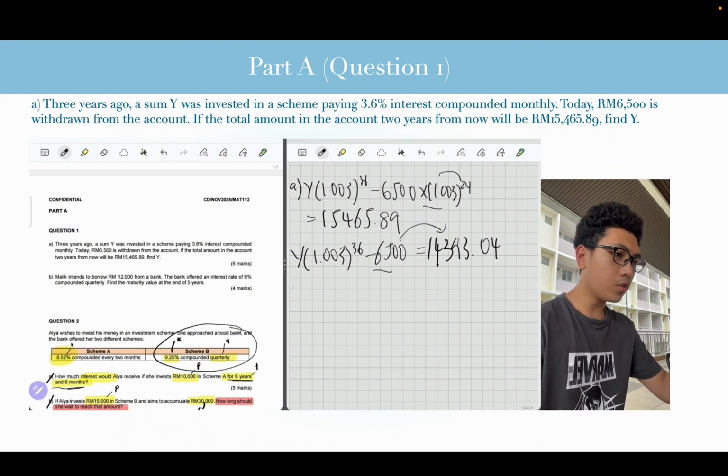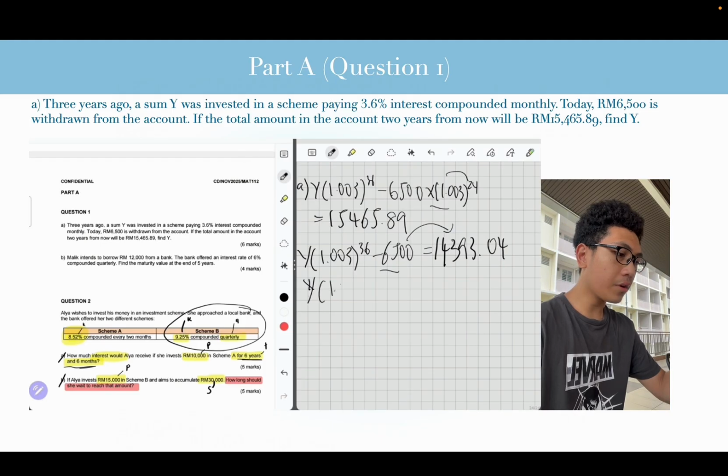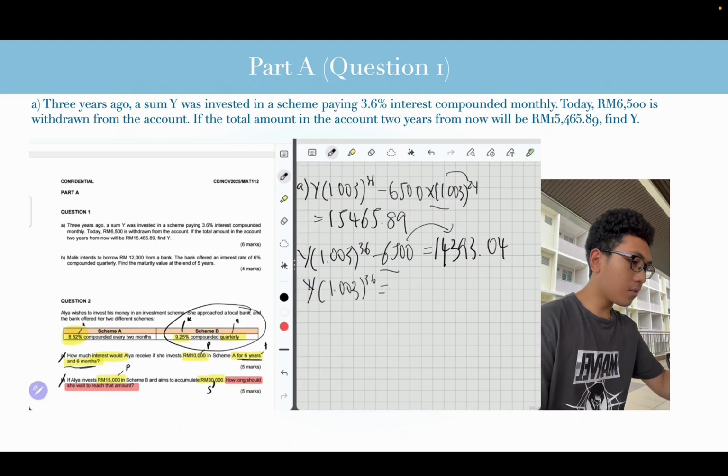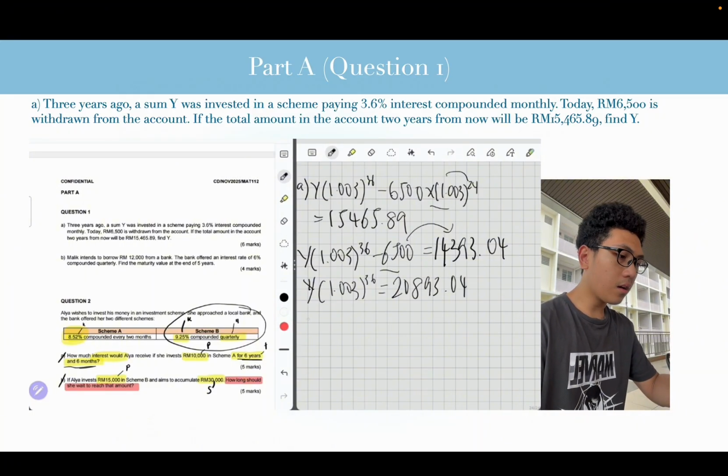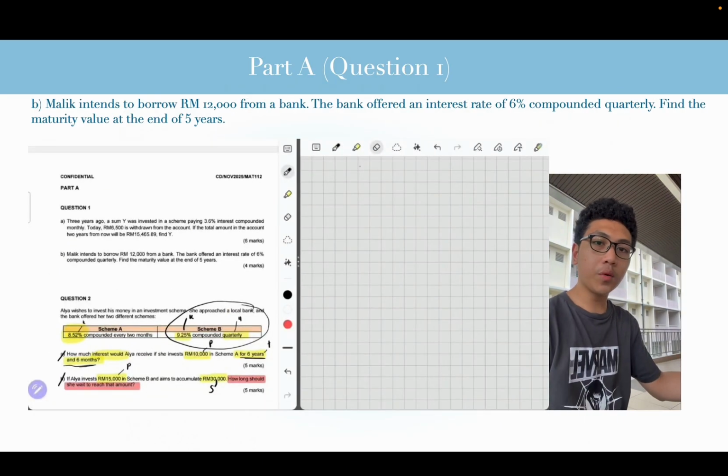So your equation becomes Y times 1.003 to the power 36 equals 20,893.04. Now, to find Y, we move the 1.003 to the right side, to become divide. So, when you put that in your calculator, the final answer of Y is RM17,757.20. Okay, for question 1B, Malik intends to borrow RM12,000 from a bank.